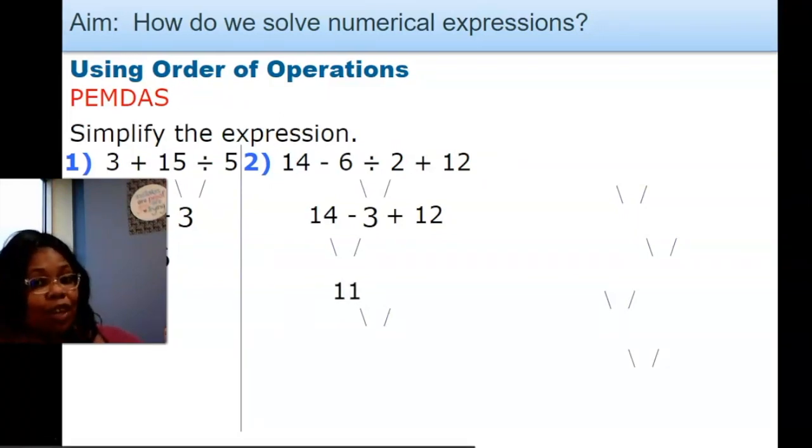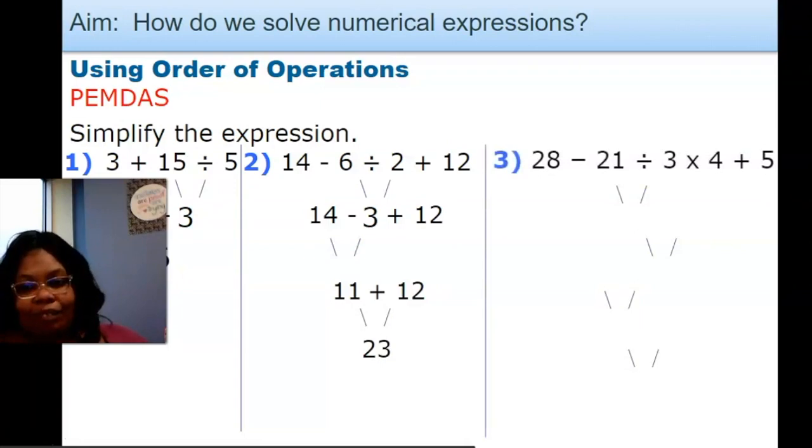So then we recopy the problem over again, and it kind of goes down like a tree. So our new problem is 11 plus 12. So guys, what's 11 plus 12? Get ready. Right, it is 23. All right, let's do one more together.